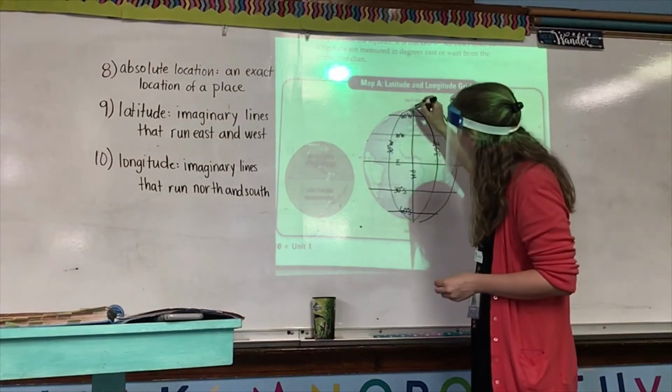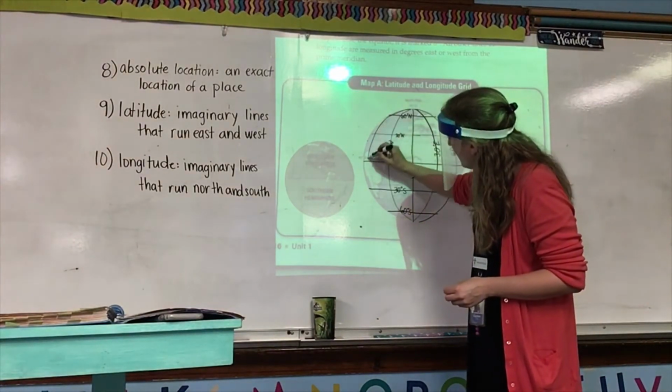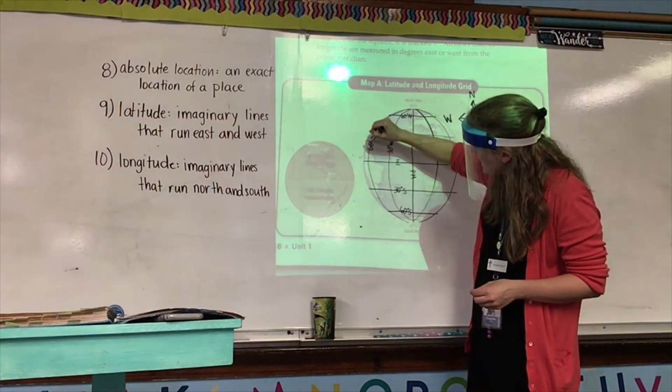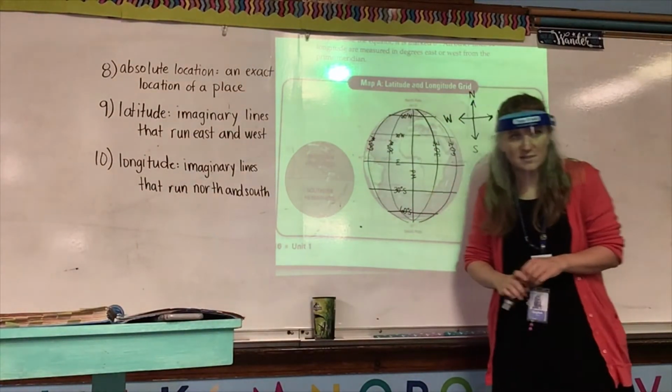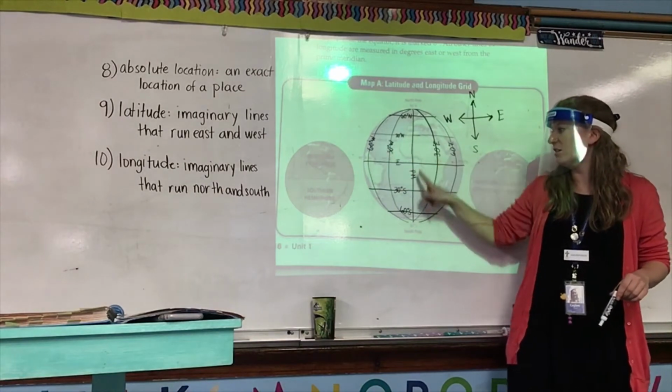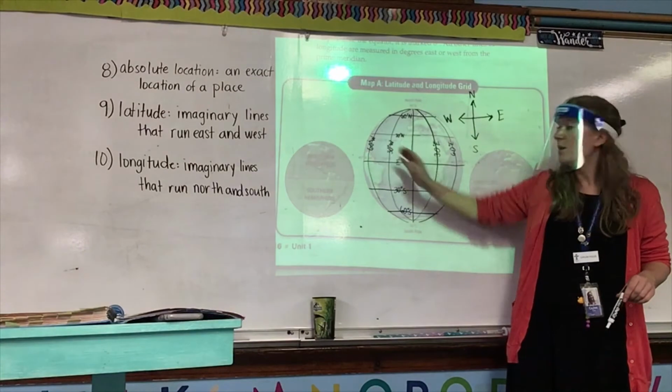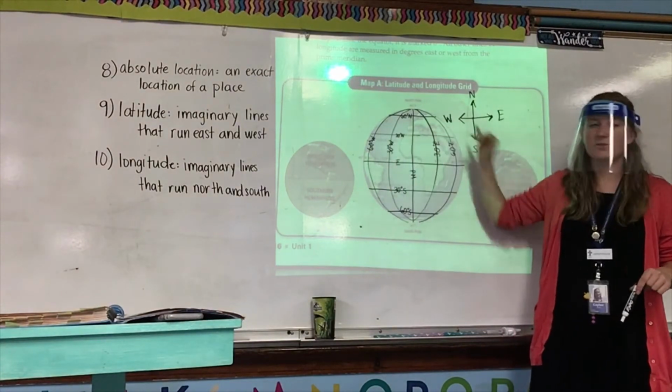Then if we move further left, we see that this one is labeled 60 degrees west because it is further from the prime meridian, so the number is bigger, but it is on the left, so the direction is west.